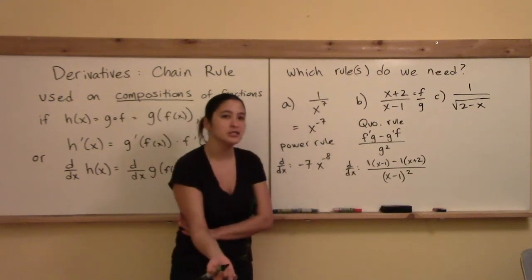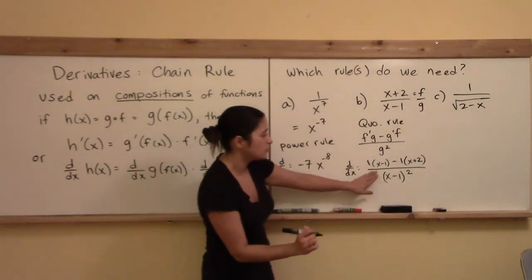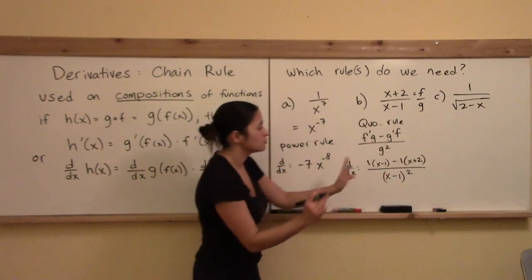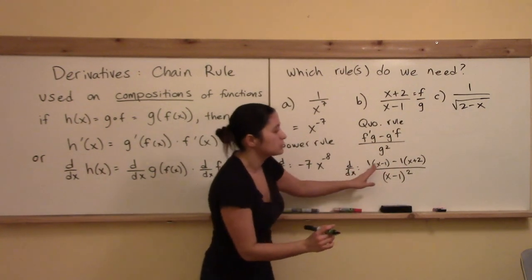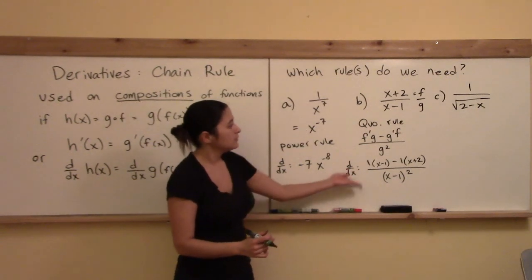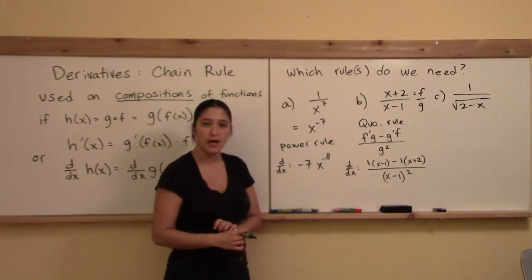Alright, and that actually does simplify. Specifically, the numerator here has a positive 1x and a negative 1x, so those will cancel out, so you really should get just a minus 3 on the top after you simplify. Okay? Point is, you need the quotient rule for that b.